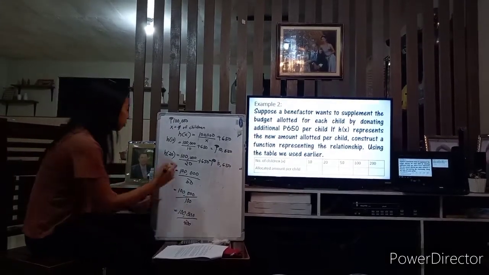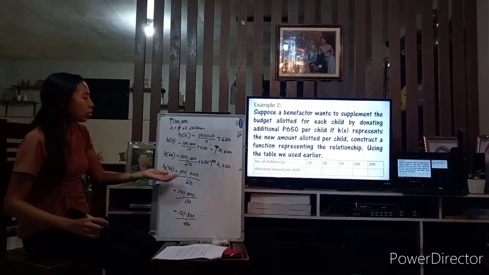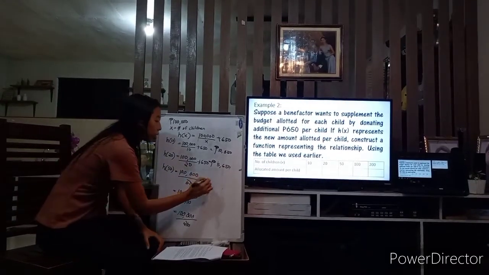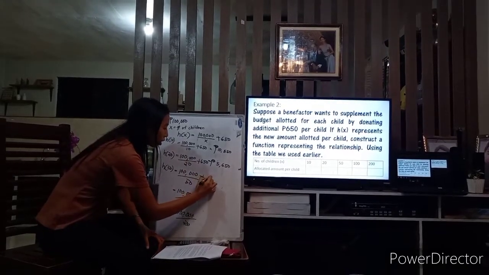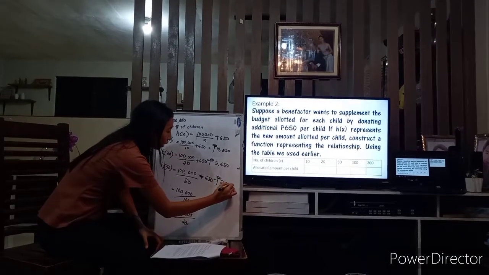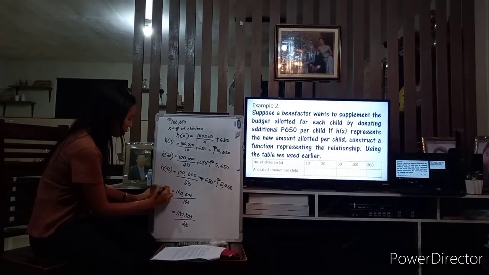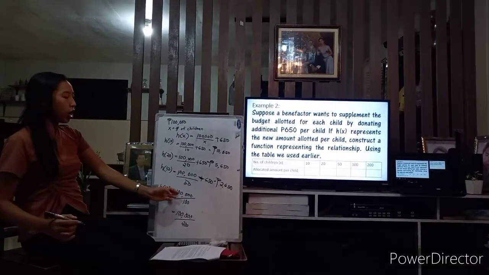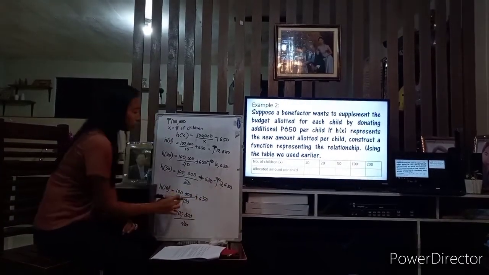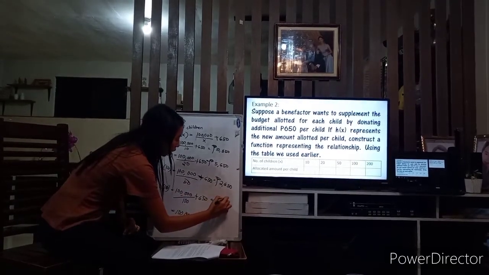Okay, let's move on to h of 50. So h of 50 is equal to 100,000 divided by 50. That is going to be 2,000 plus 650. That is going to be 2,650. Let's proceed to h of 100. So h of 100, that is going to be 100,000 divided by 100 plus 650. The answer to this is 1,000. Mag-add ta og 650 pesos. That is going to be 1,650 pesos.